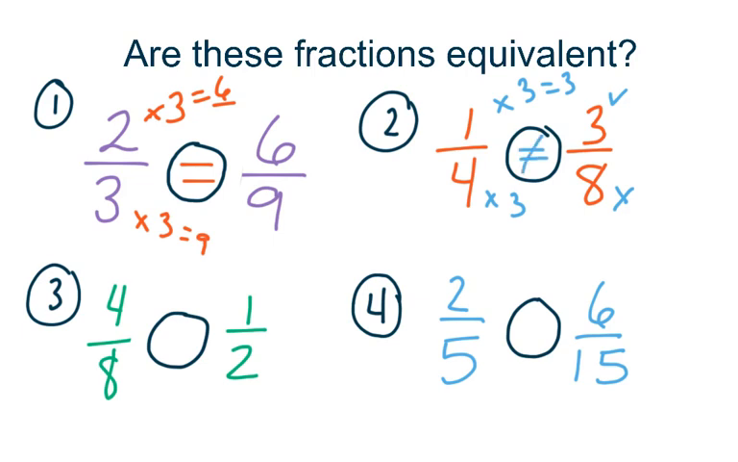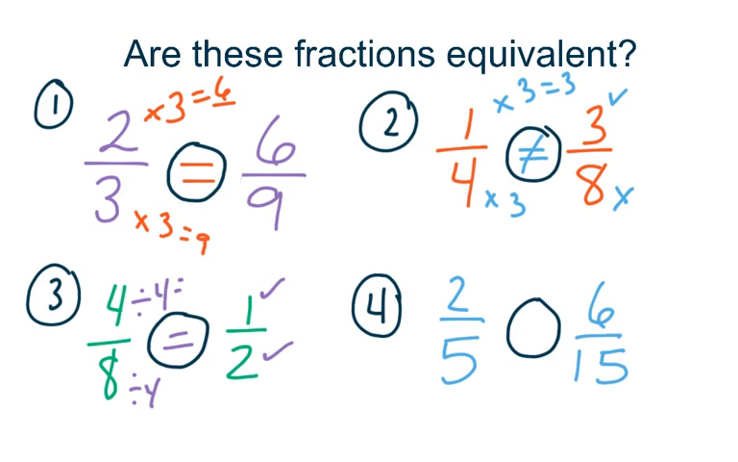Go ahead and take a look at the number 3. Are these fractions equivalent? If I'm going from 4 to 1, what would I have to do? I'd have to divide by 4, and that would get me 1. If I'm going from 8 to 2, I would also have to divide by 4, which would get me 2, so these two fractions are equivalent.